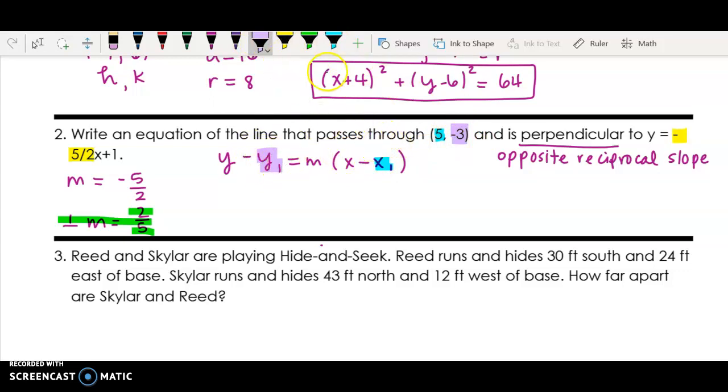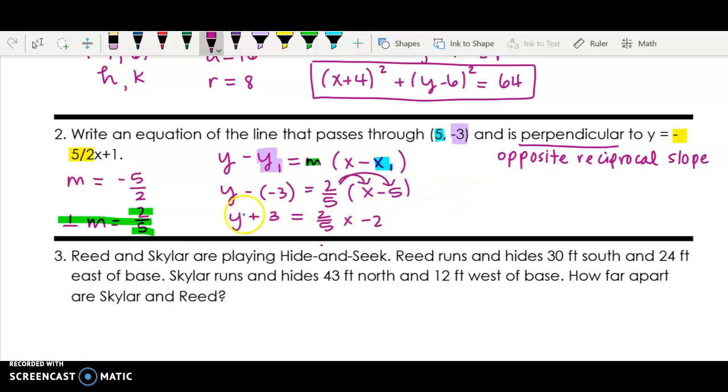Into our equation, we'll substitute the slope here: y minus -3 equals 2/5 times x minus 5. Then we'll distribute 2/5 and simplify the double signs over here to get 2/5 x minus 2. After that, we want to isolate y, so subtract 3 to the other side of the equation, and that gives us y equals 2/5 x minus 5.